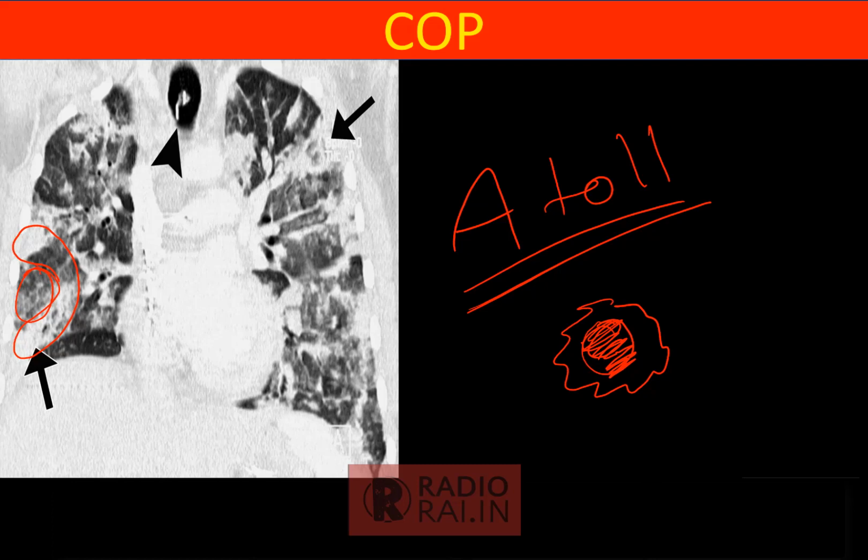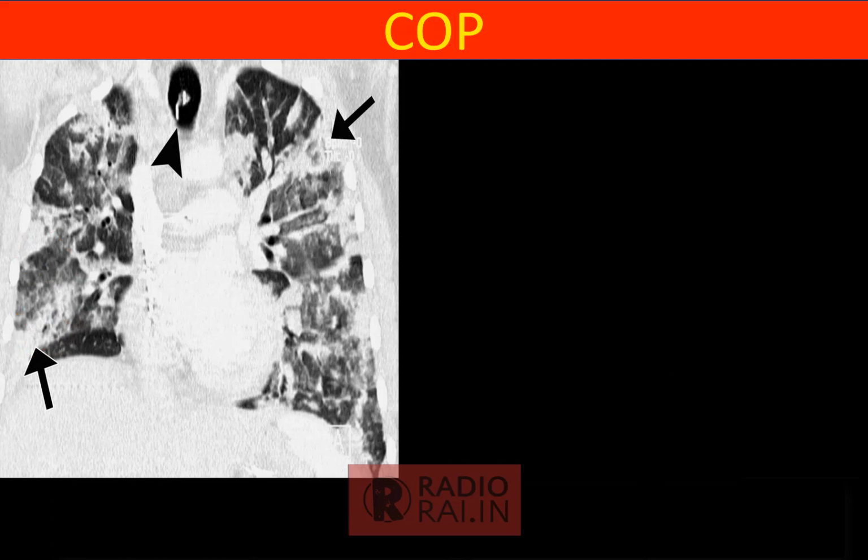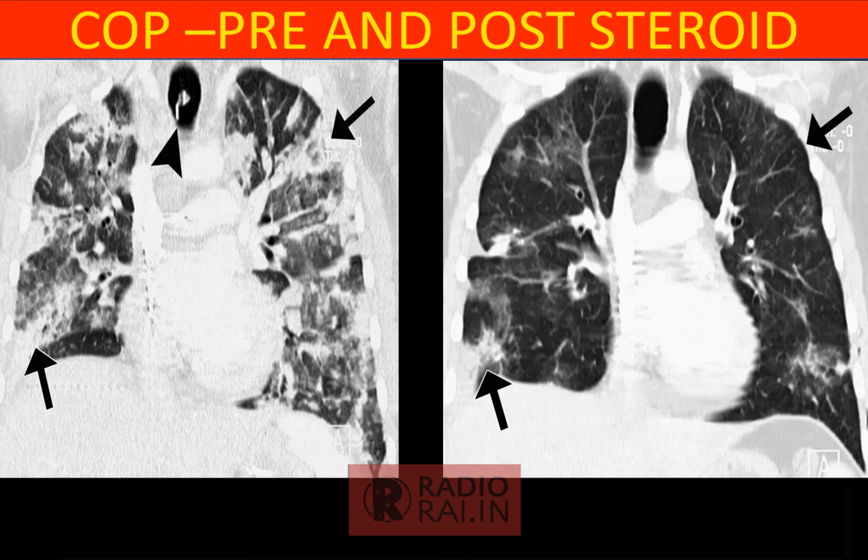Now the reverse halo sign, in which there is central ground glass opacity with peripheral consolidation, we call the reverse halo sign or atoll sign. Now this is what we see here. Whenever we give steroids to this patient, see how rapidly the lesions disappear. This is what we see in cryptogenic organizing pneumonia.